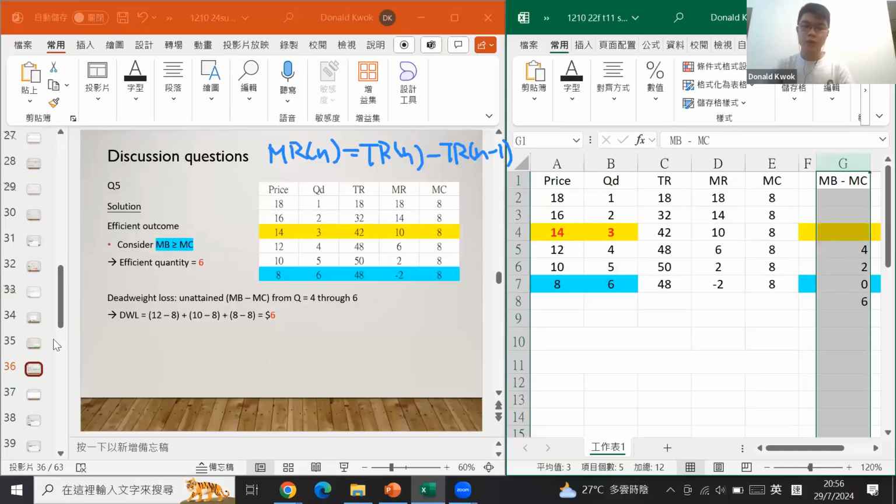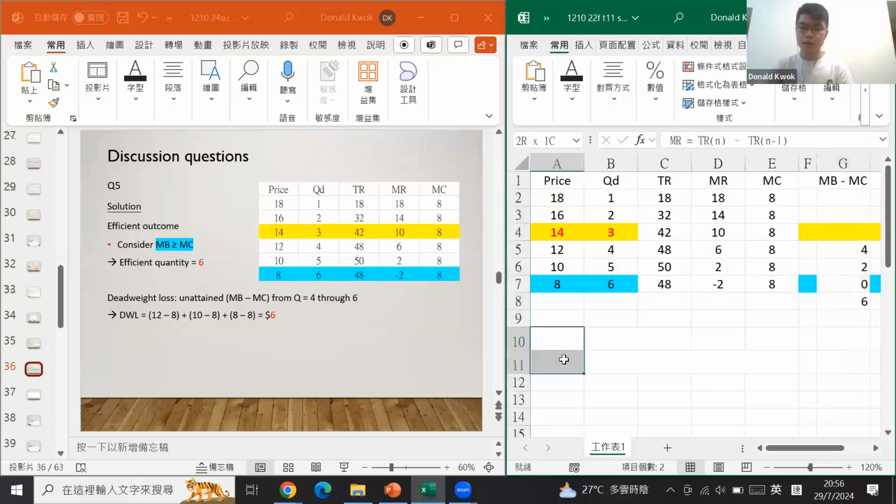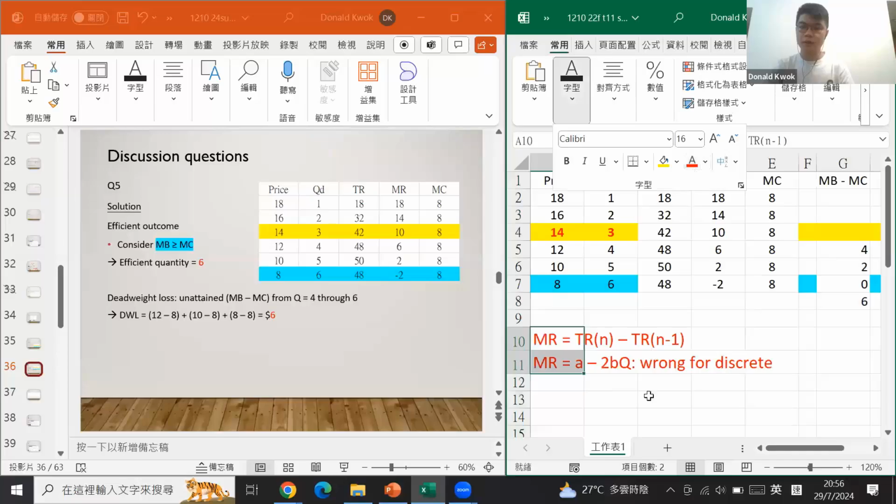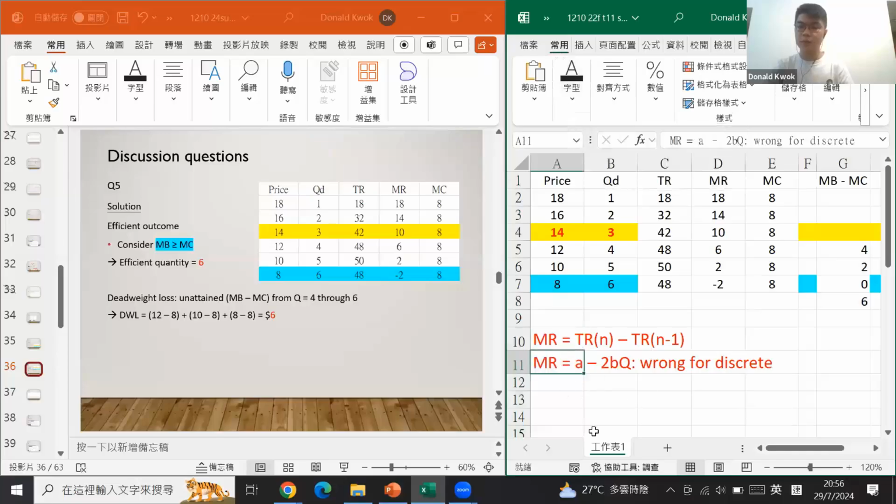So a caveat for this kind of discrete case is that even when the question gives you a functional form of the demand curve, you should never write the marginal revenue as A minus 2BQ. We should use the discrete case where marginal revenue of the nth unit equals total revenue of n units minus total revenue of n minus 1 units. So be aware of that.